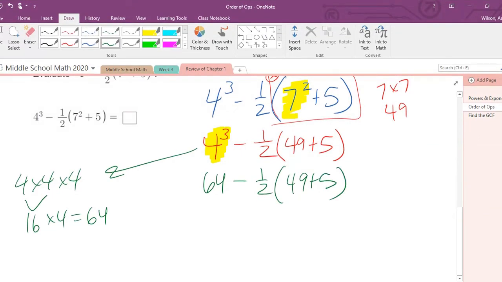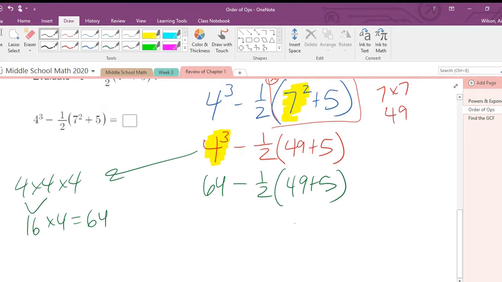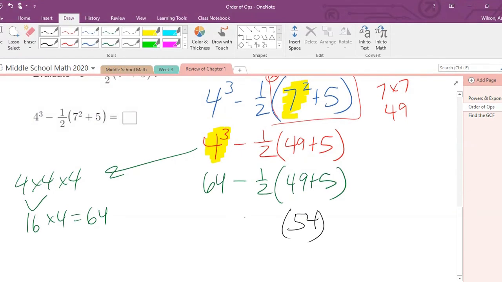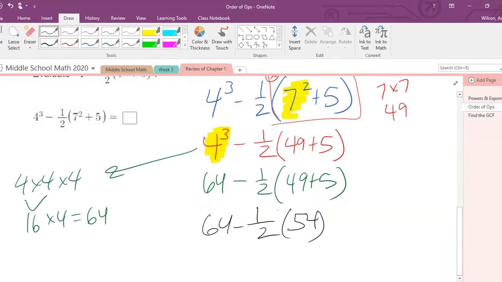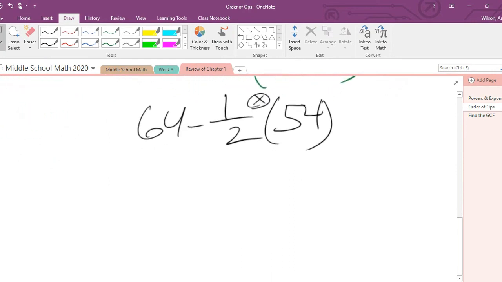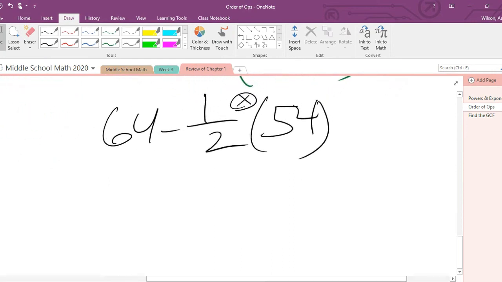Well, 49 plus 5 is 54. So now we have 64 minus half of. Keep in mind, I keep saying "of" because of means multiplication. So now we have to do the multiplication part. Well, half of 54, that's 27.